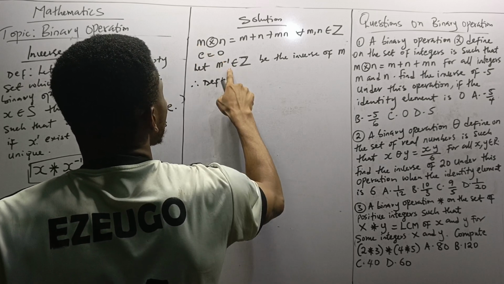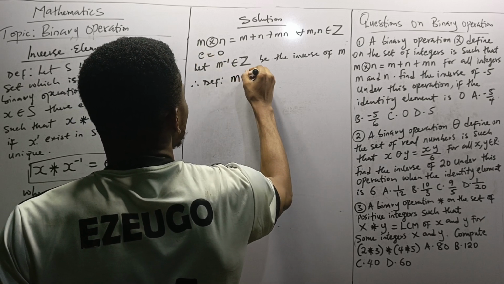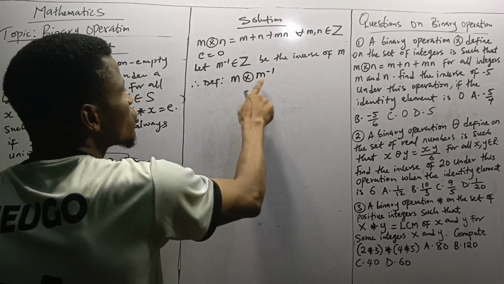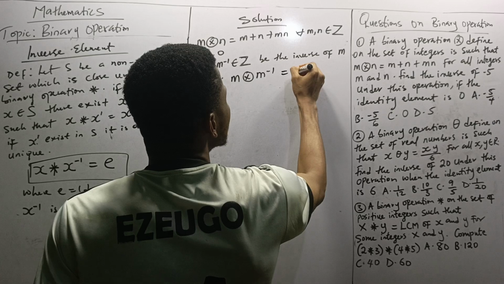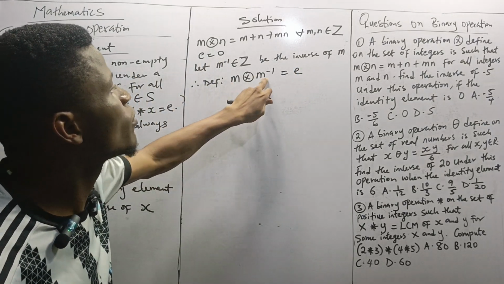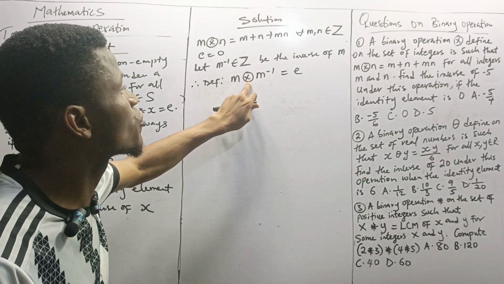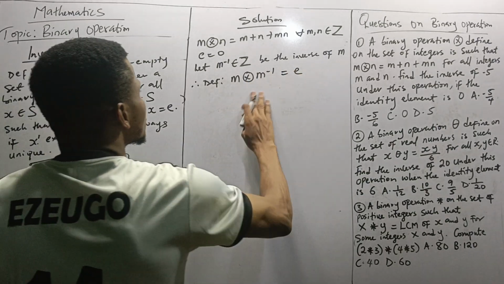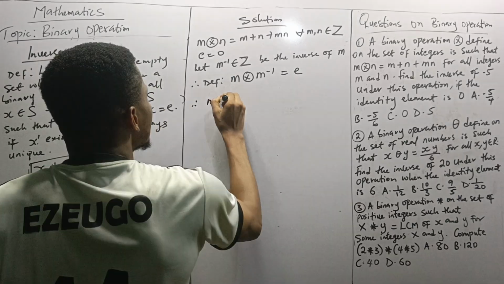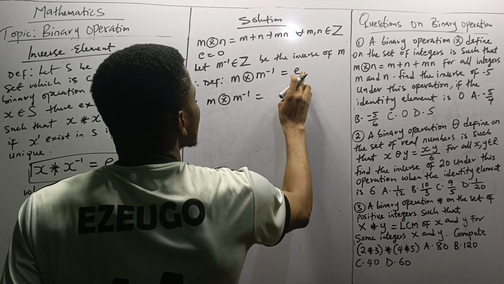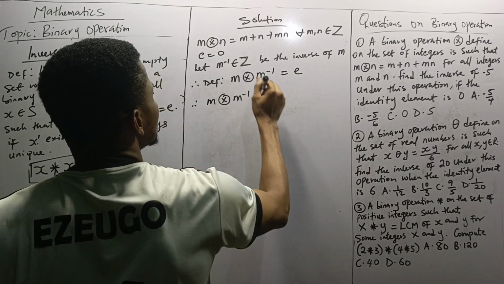That whenever an element is combined with its inverse under any operation, the result will always be the neutral element. Meaning that any element combined with its inverse under a certain operation is the identity. All right, so from here we get our first equation. Therefore we have that M combined with M inverse equals E. What is our E? Our E is 0, 0.